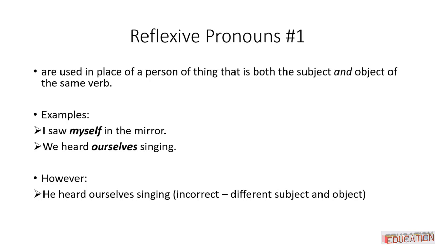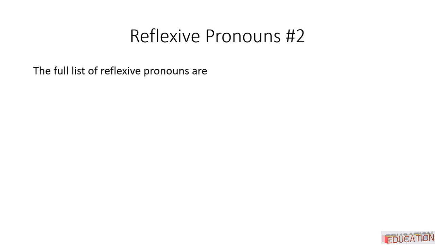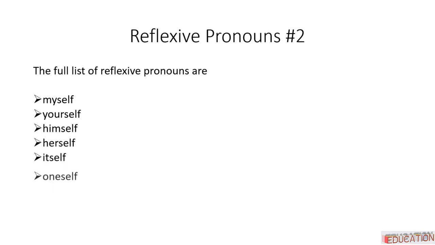However, he heard ourselves singing is incorrect because there's a different subject and object. The subject is he and we were the ones who were singing. Correct would be, he heard us singing. The full list of reflexive pronouns are myself, yourself, himself, herself, itself, oneself, ourselves, yourselves, themselves.